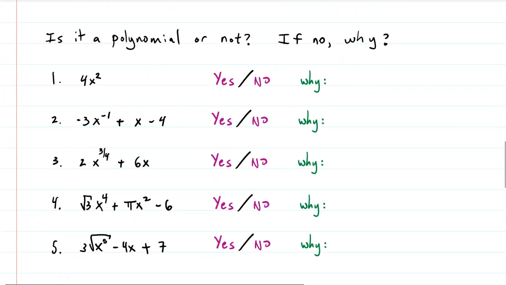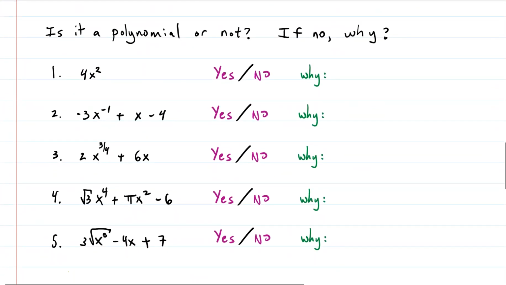Let's talk about, is something a polynomial or not? Now we know what a polynomial is. Let's see if we can spot one. Remember, what we're looking for is exponents with 0, 1, 2, 3, and on up. And the constants in front of the x's have to be real numbers. That's it.